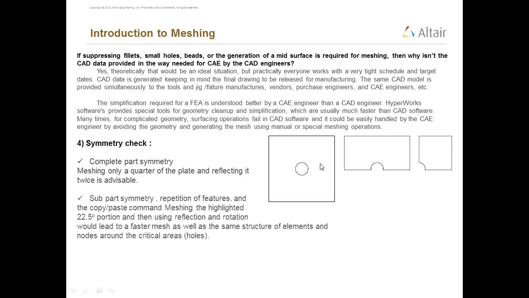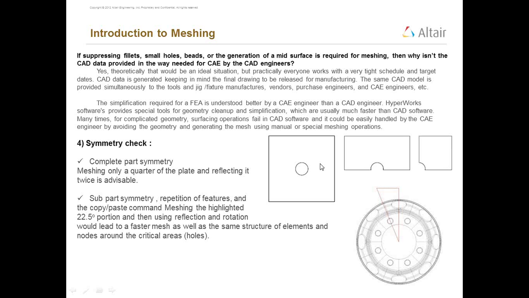Then sub-part symmetry, repetition of features and the copy-paste command meshing. The highlighted 22.5 degree portion, and then using reflection and rotation, would lead to a faster mesh as well as the same structure of elements and nodes around the critical area, that is holes. So we can cut a section of some angle and use the reflect rotate command to do the same meshing everywhere around the circular, as you can see in this rim.